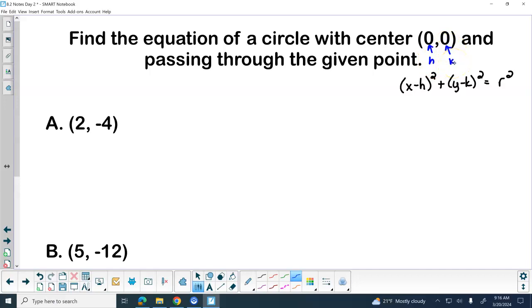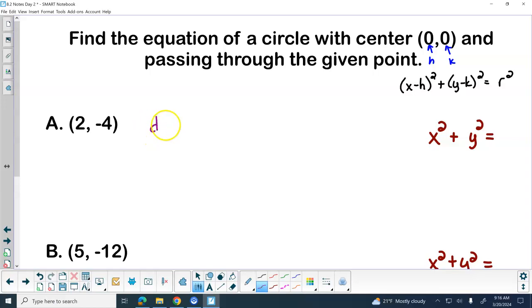So in my first answer here, it's going to be x minus 0, well that's just x squared, plus y minus 0, well that's just y squared, equals something. Down here, same thing, because it's got the same center. So it's going to be x squared plus y squared equals something. We don't know that radius. So we're going to have to use the distance formula on both of these to find that radius.